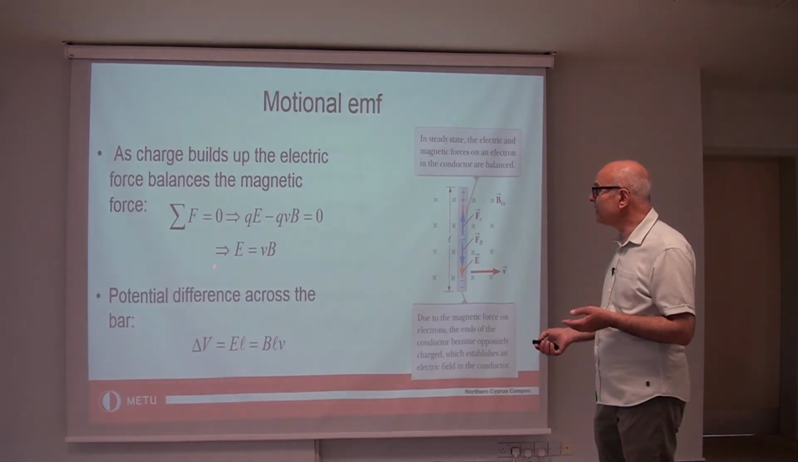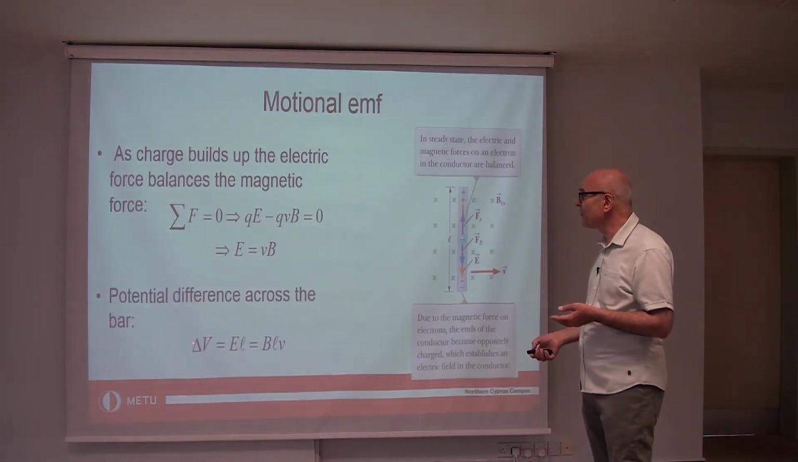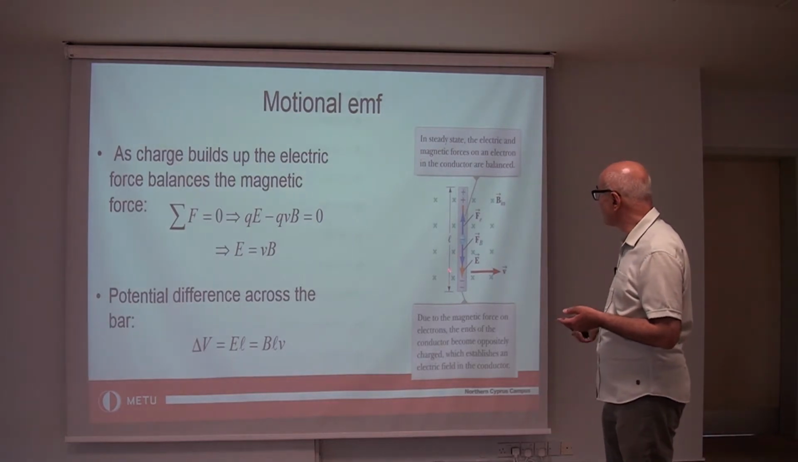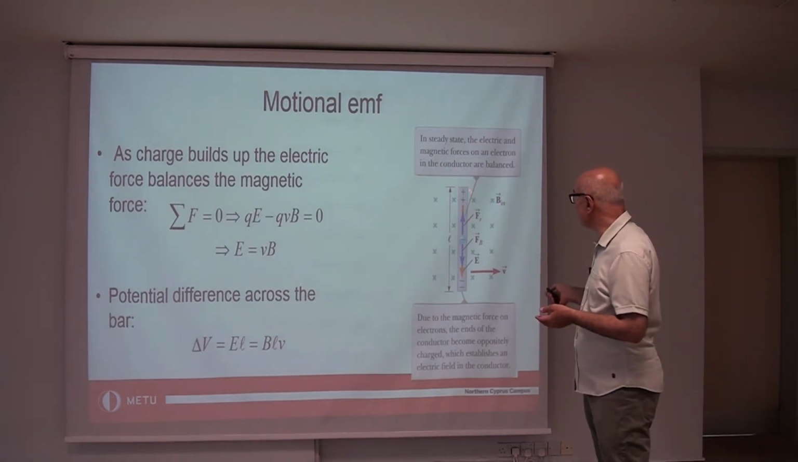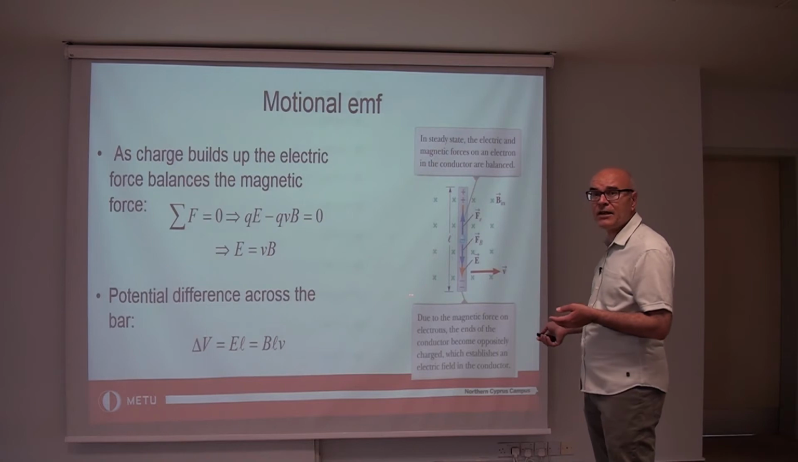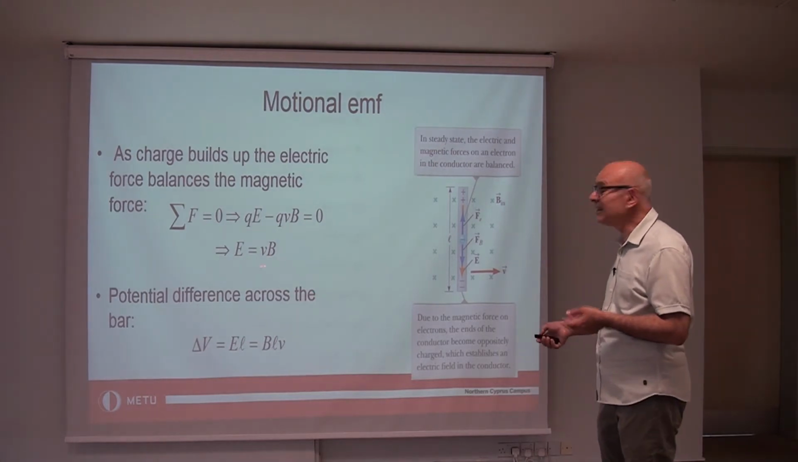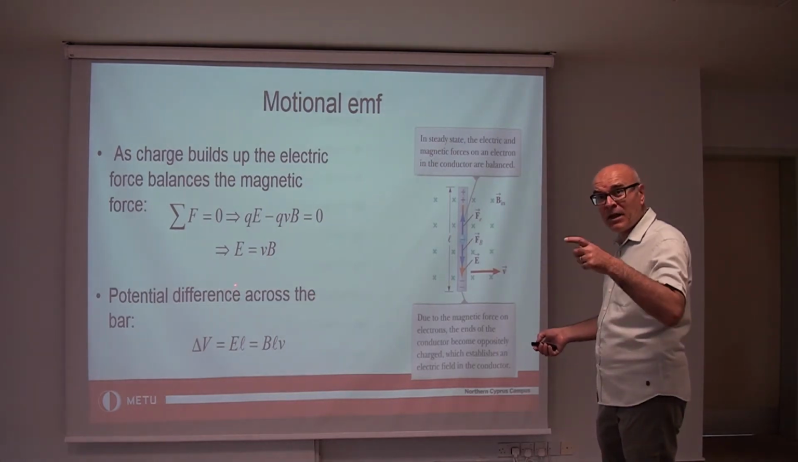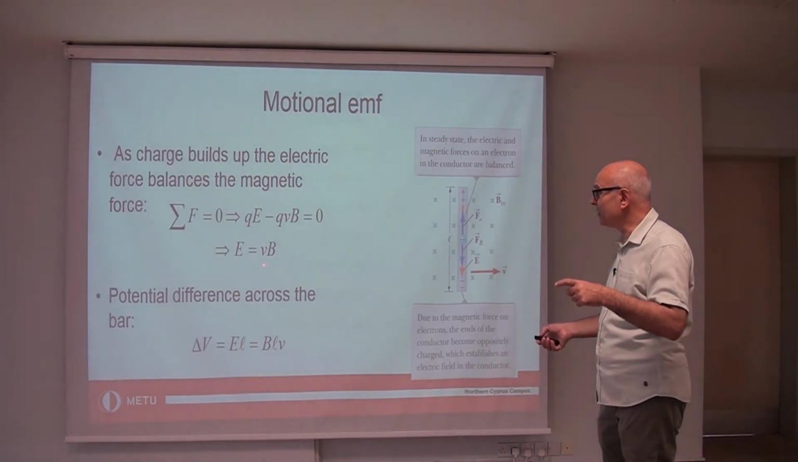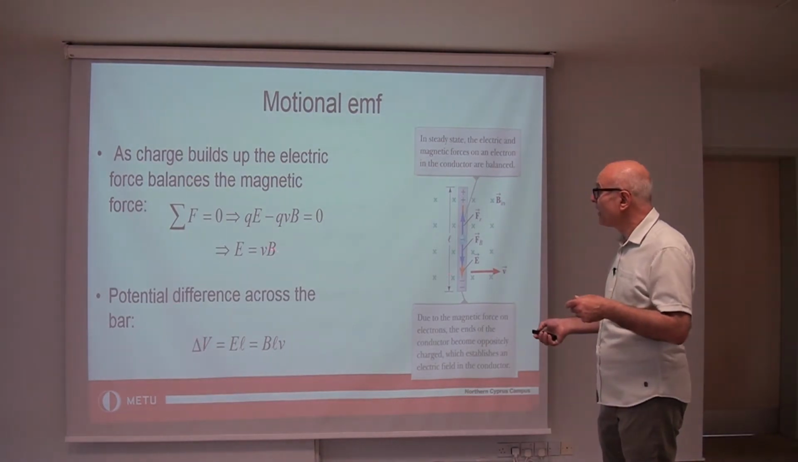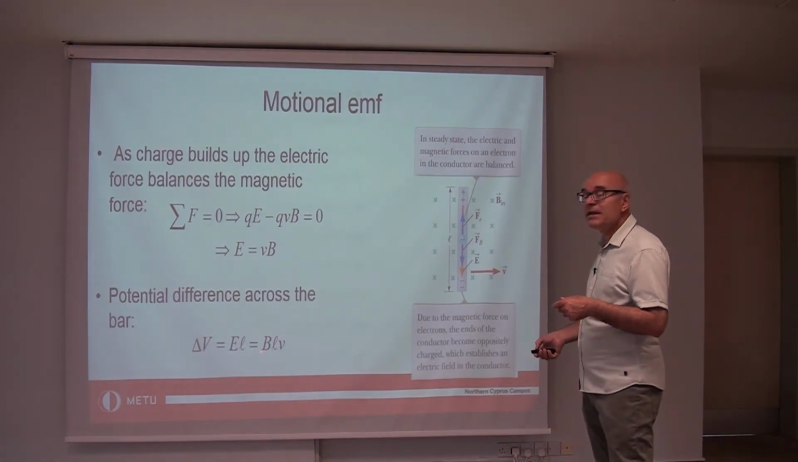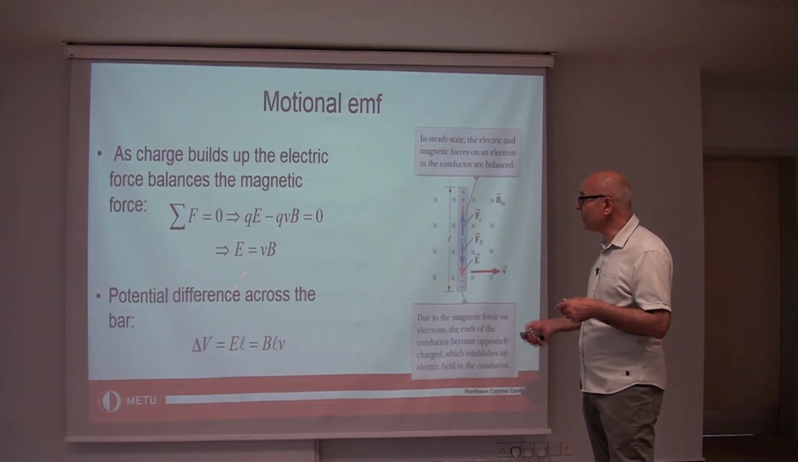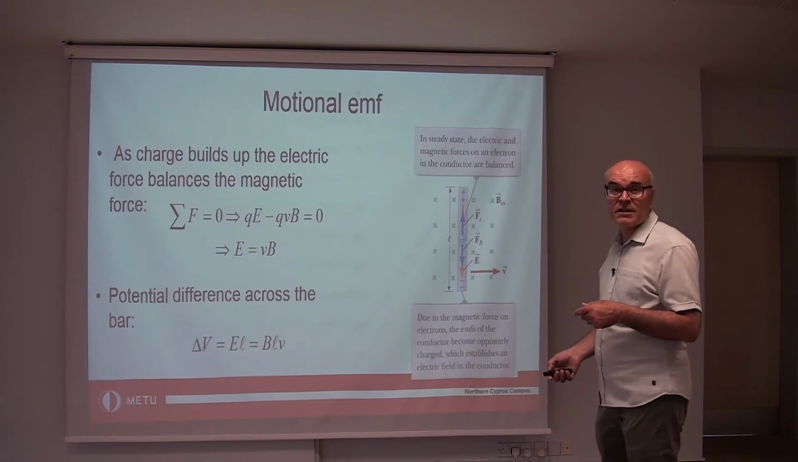Now, under this condition, there is a potential difference across the bar. And this potential difference is just E, the electric field, multiplied by the length of the bar. But since this electric field in the steady state, when it is balanced by the magnetic force, is equal to vB, then this delta V is equal to BLv. You substitute for E vB and it gives you this expression.